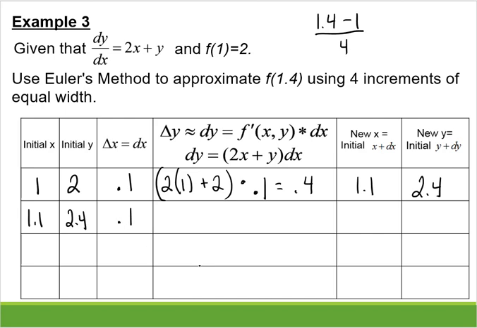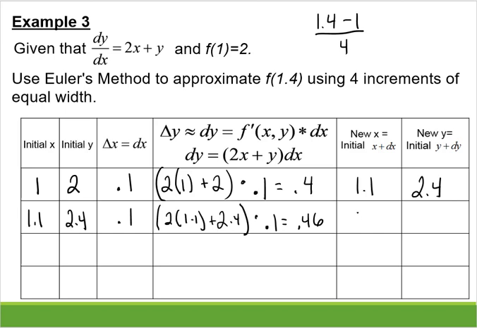Your delta x is still the same, and you have to find your change in y. So my change in y in this case is 2 times my x value plus my y value, which was 2.4, times your delta x, and for that I got 0.46. Again, I just found that in my calculator.